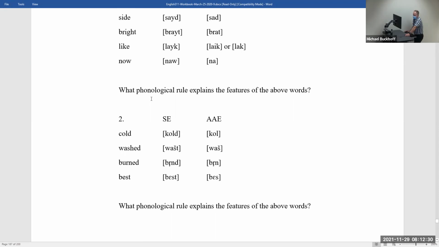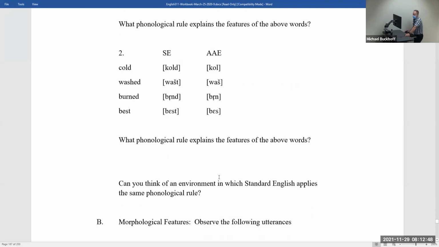And sometimes with African-American English, you have the deletion of consonant sounds. So instead of cold, coal, wash, burn, best, there might not be pronunciation of that final consonant sound. That will be another characteristic of this one.